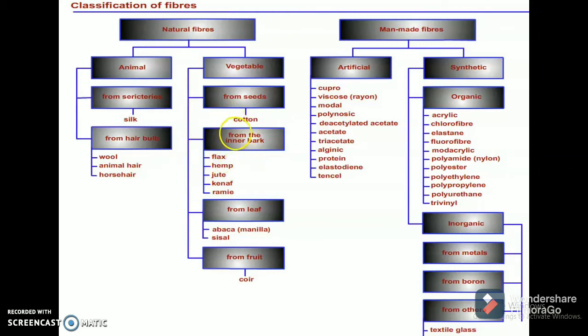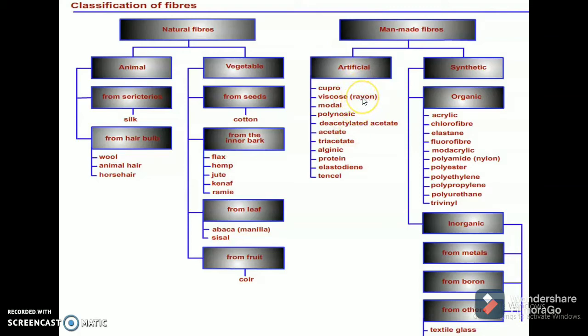First of all, natural and man-made fiber. Natural, the name itself suggests that this occurs from nature, such as wool from sheep or cotton from cotton plants. Okay, here see animal and vegetable. Animal: silk, wool, animal hair, horsehair. Vegetable: from seeds, cotton; from the internal bark, flax, hemp, jute, etc. From leaf, hibiscus, sisal; from fruit, coir. And again man-made fibers: artificial, synthetic. Cupro, viscose rayon, modal, acetate.